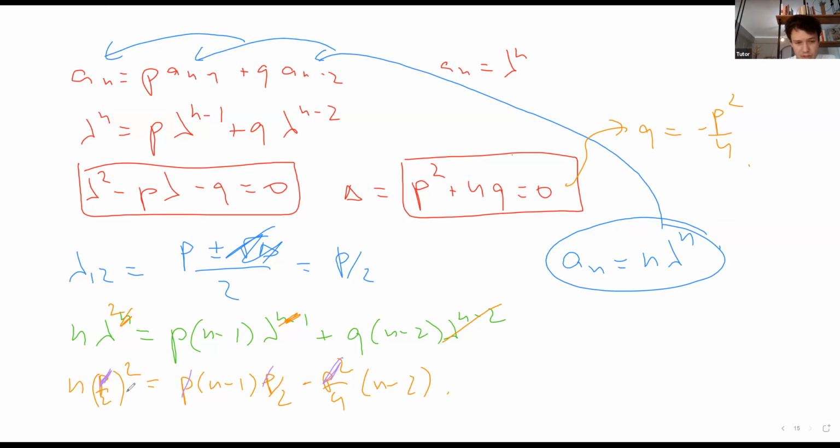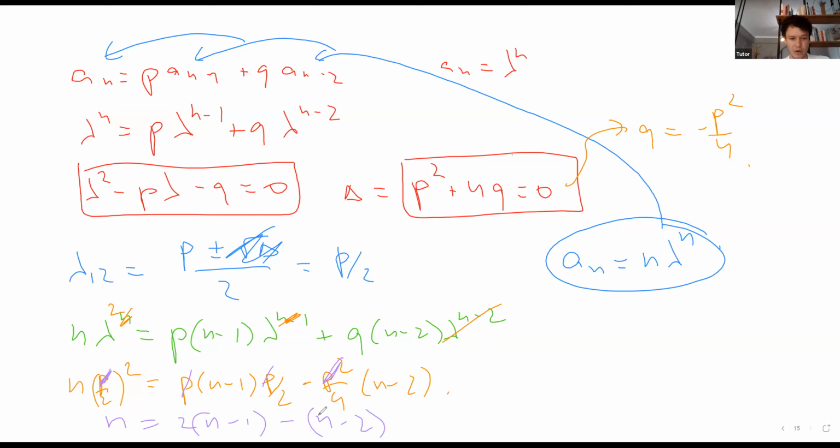Let me see if I get the right result. Because this is division by 4, if I multiply everything by 4, what do I get? Actually, I can cancel more stuff, this 2 in here and this 2 in here. So if I multiply everything by 4, I'm going to get n, because the 4 is going to cancel with a 2, is going to be equal to 2 times (n minus 1) minus (n minus 2).